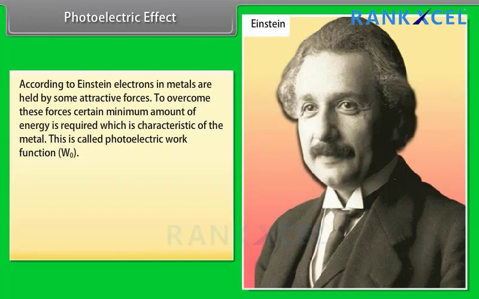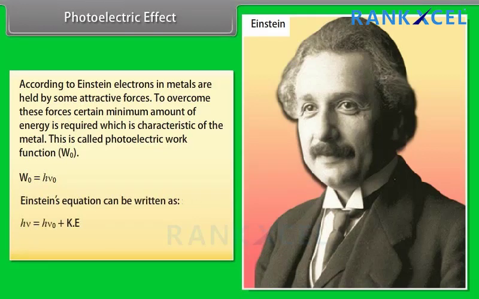According to Einstein, electrons in metals are held by some attractive forces. To overcome these forces, a certain minimum amount of energy is required, which is characteristic of the metal. This is called the photoelectric work function W0. W0 = hν0. The Einstein equation can be written as hν = hν0 + KE, so KE = hν − hν0.